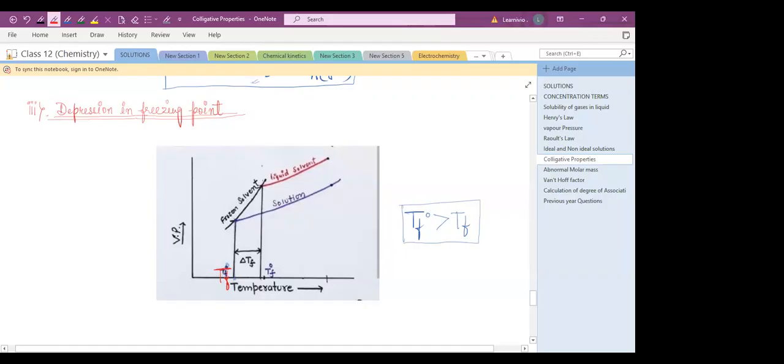Any problem till here, Muniba and Jubita? Clear? Yes, ma'am. The two graphs, the liquid pure solvent curve and the solution curve. Both are clear?